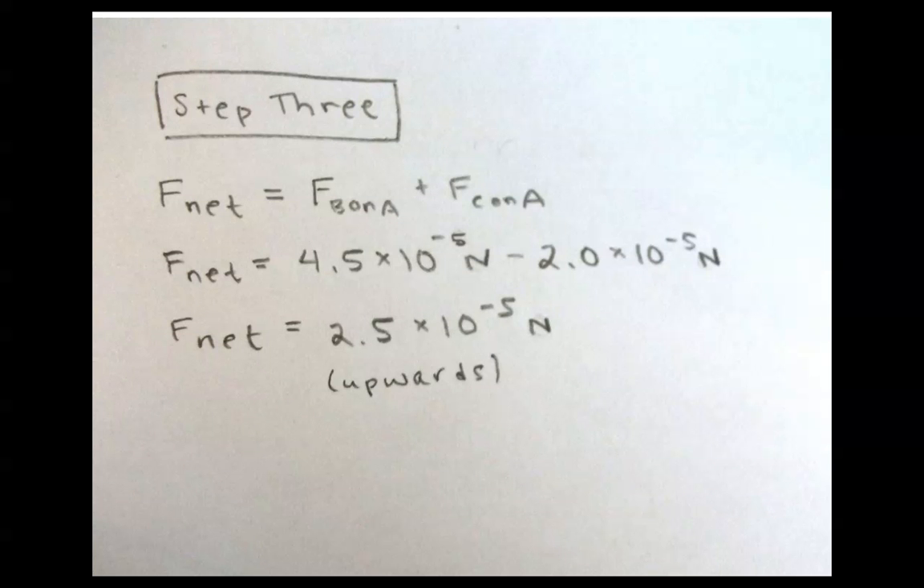Step 3 is to find the net force on A using the forces we have already calculated. F net A equals the force of B on A plus the force of C on A. Plugging in our own values, we get that F net A equals 4.5 times 10 to the -5th newtons minus 2.0 times 10 to the -5th newtons, which equals 2.5 times 10 to the -5th newtons upwards.